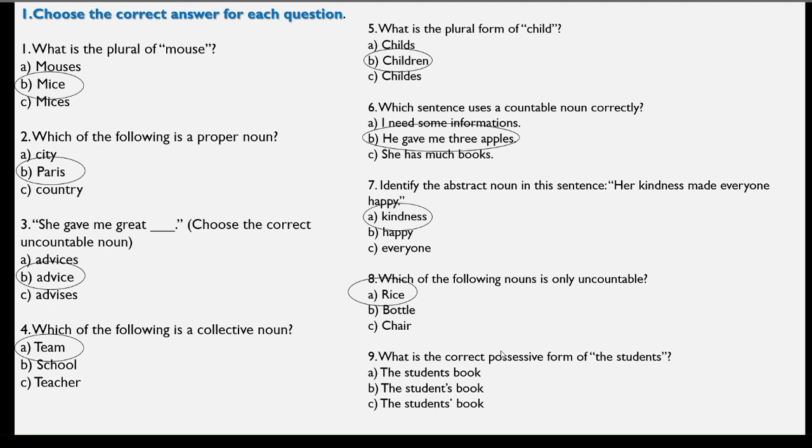What is the correct possessive form of the students? So here we have the student's book, which is totally wrong. The student's book means that the book is only for one student. But here we have the students, many students. So the right answer is C.